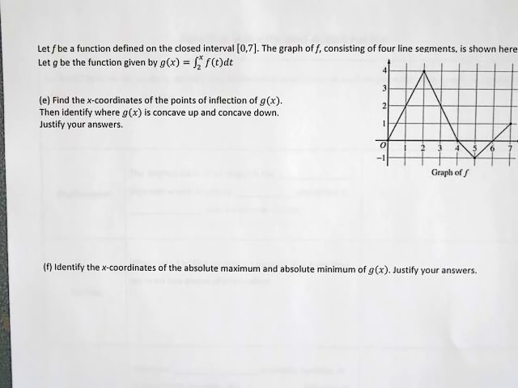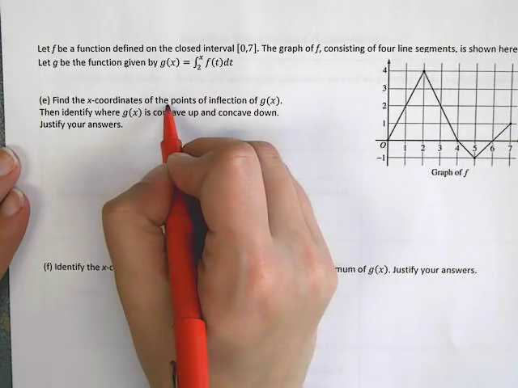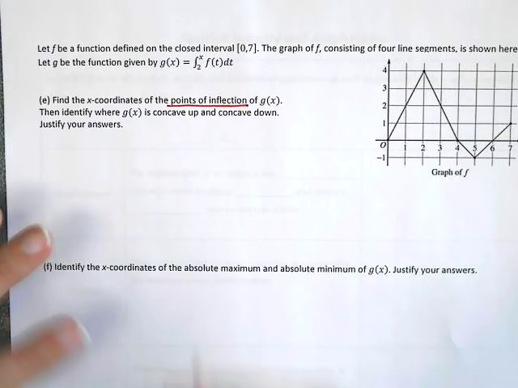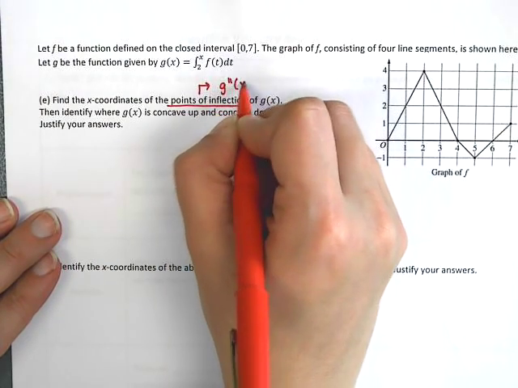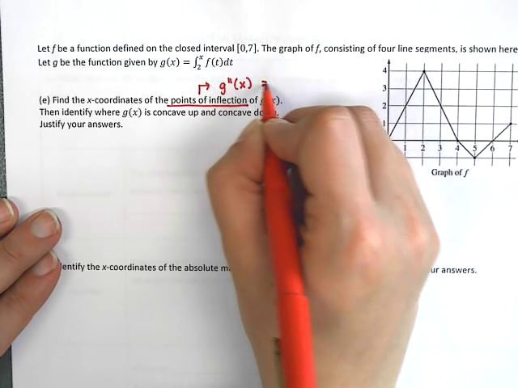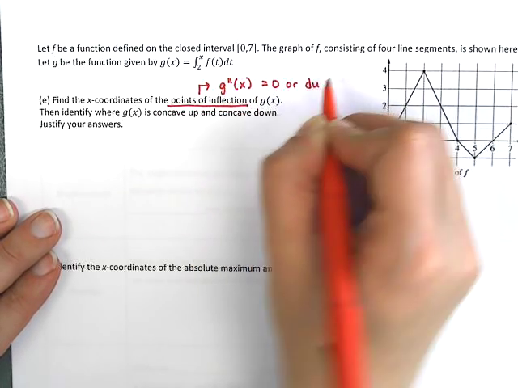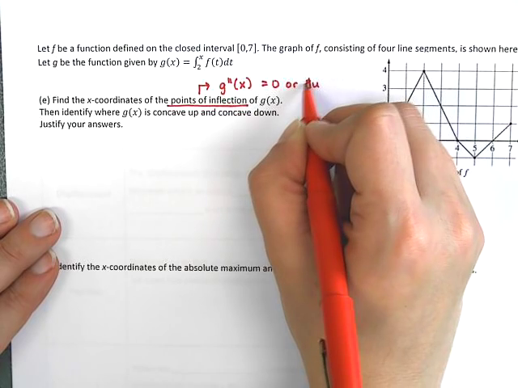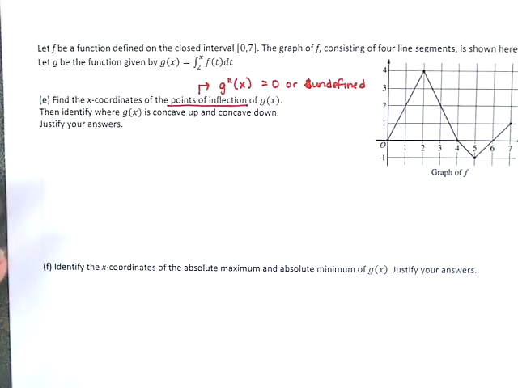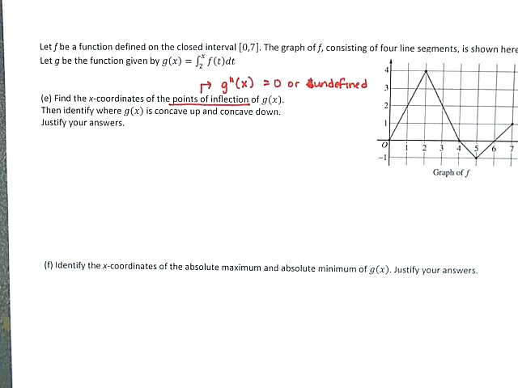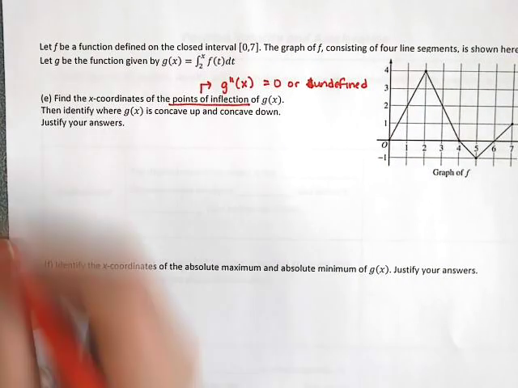Now, just like we started by figuring out what a critical point was, we're going to try to figure out what a point of inflection is. So we need to review. A point of inflection was a place where the second derivative was equal to 0 or undefined. So instead of looking at the first derivative now, we're going to need to look at the second derivative. So let's start with that.